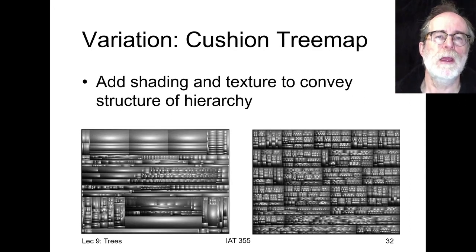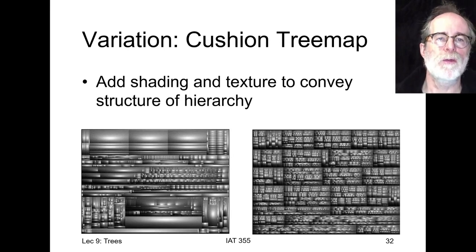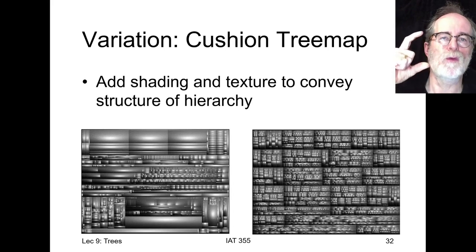So this thing here is something called a cushion tree map. What's going on is you can think of this as a filter that has been placed over top at the top level, where in the center it's kind of the standard brightness, and it gets darker towards the corners.